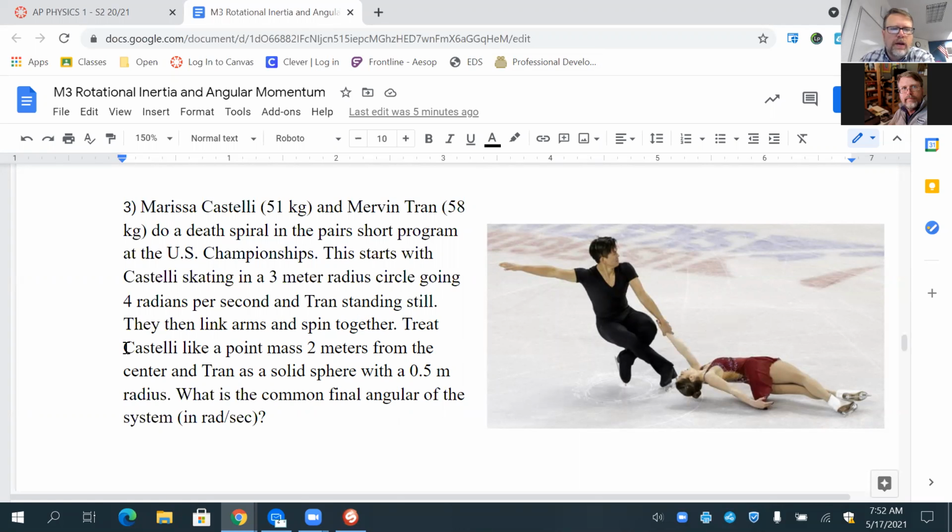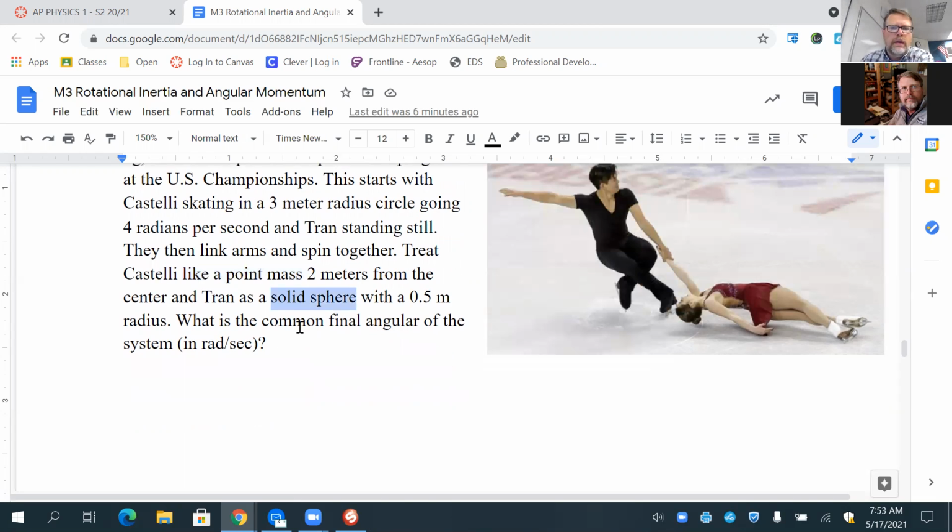So we say Marissa is acting like a point mass. I was thinking about making this a rod, but the rod doesn't extend all the way to the center, which would be an even more complicated equation, and I didn't want to introduce a type of object we haven't seen before, a disconnected rod. Then I said Tran was a solid sphere as another object for you to prove you knew all the different equations here. We're trying to find the common angular, and here's my other typo.